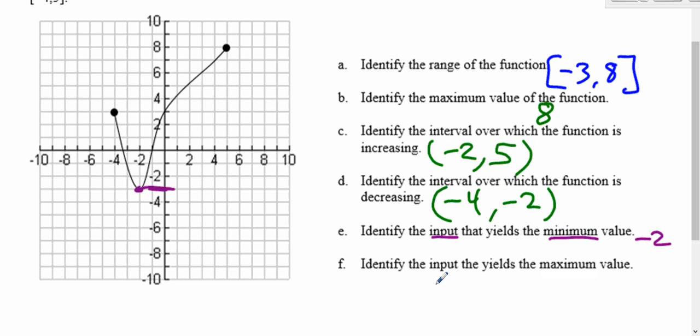And then the input that yields the maximum, so that's the highest point, which is up here. That's the highest point, but we want the input, which is the x value that achieves that highest point, 5.